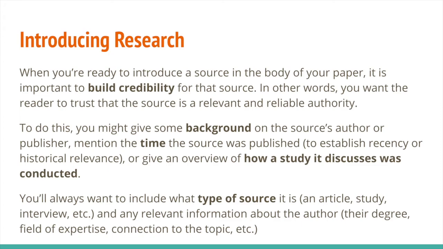So you know from your research that that source is credible, but you want to make it clear to the reader of your paper why and how that source is a trusted source. So to do this, you want to give some background on the source's author or publisher. You might mention the time the source was published to establish recency or historical relevance, like the year. You'll always want to include what type of source it is. So mention whether you're talking about an article, a study, an interview, and also any relevant information about the author.